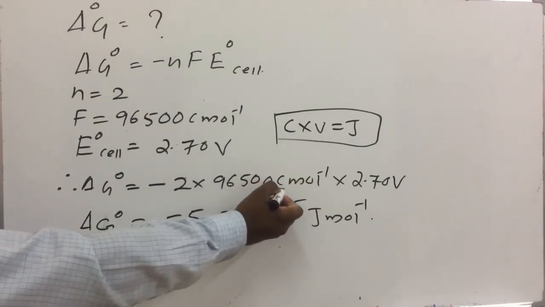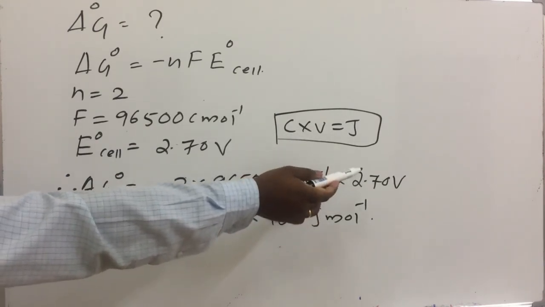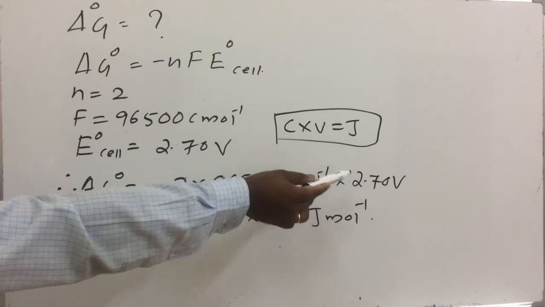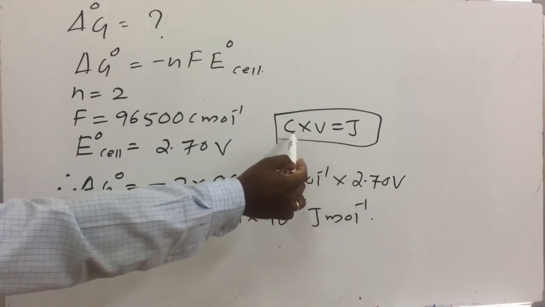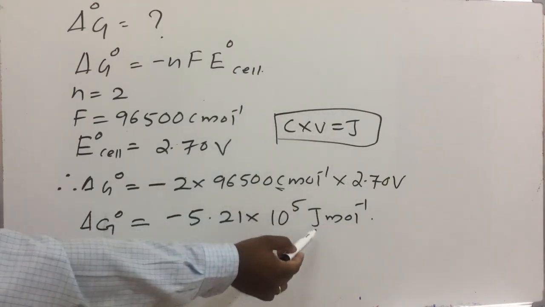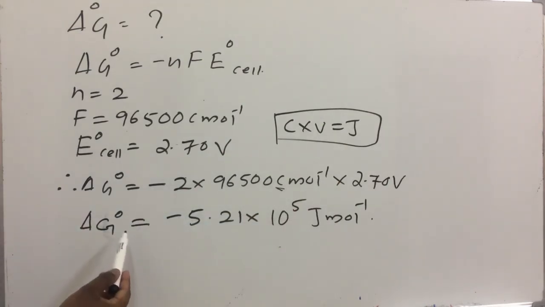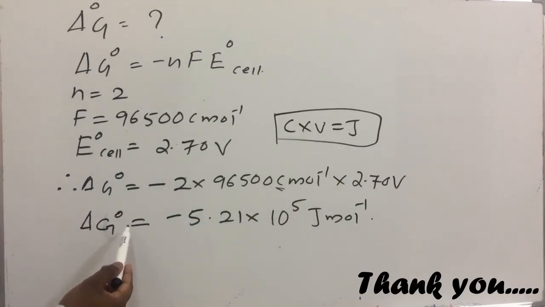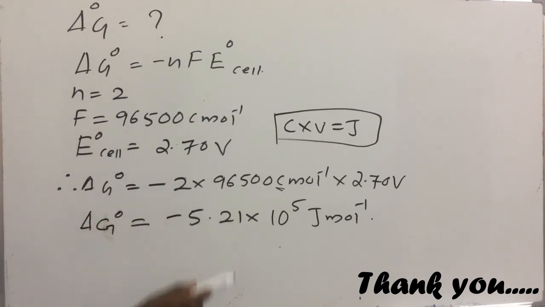The unit is coulomb into volt. The unit of reduction potential or cell potential is volt, and coulomb into volt is equal to joule, so C into V equals J, and the remaining is per mole. So the standard Gibbs free energy of this reaction is equal to minus 5.21 into 10 raised to 5 joule per mole. Clear?